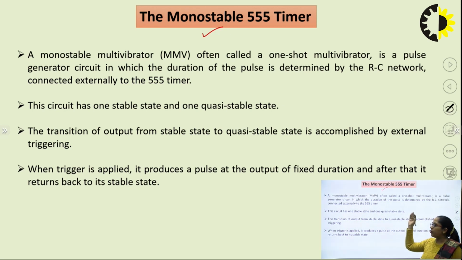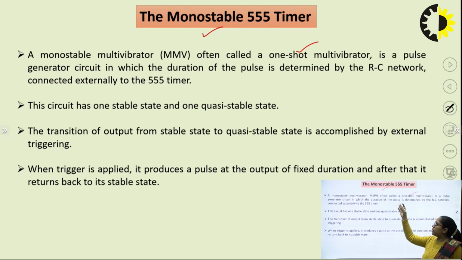Why is it called monostable? Because in this particular circuit we will have one stable state and one quasi-stable state. This monostable multivibrator, we know, is also called a one-shot multivibrator, because corresponding to one external trigger pulse we will get one output pulse, or one unstable state or one quasi-stable state, at the output of the circuit.